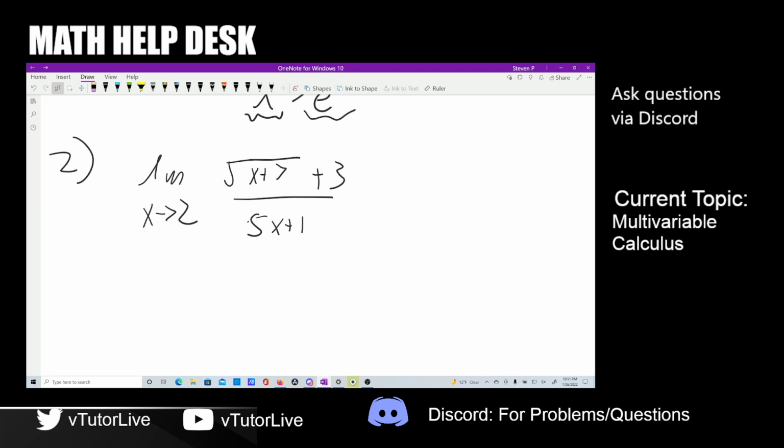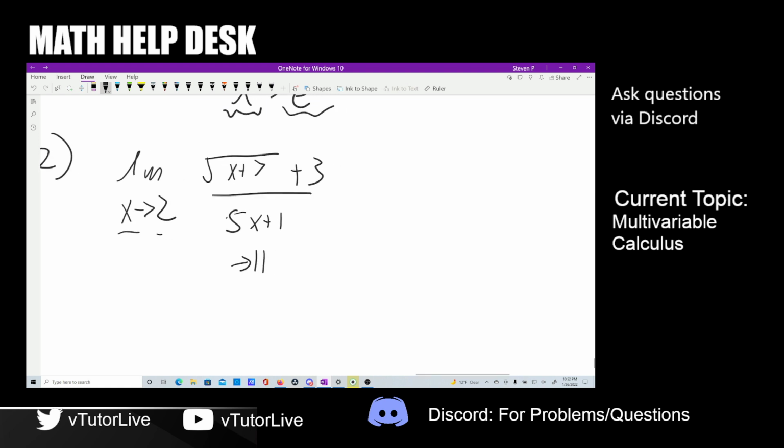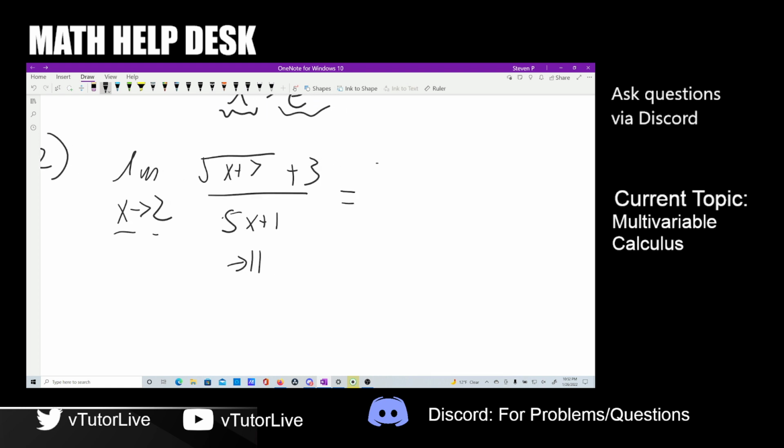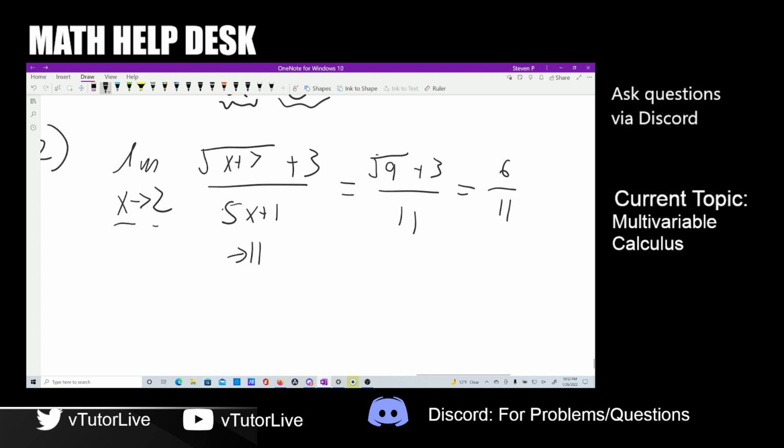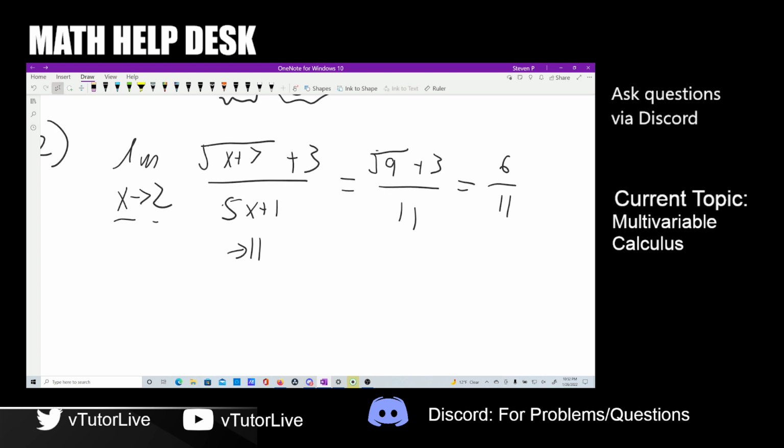Okay, there's really nothing to this one. As x goes to 2, the bottom goes to 11, right? And there's really nothing blowing up here. So this just becomes 9 plus 3 over 11, which just becomes 6 over 11. Wasn't too much to that one.